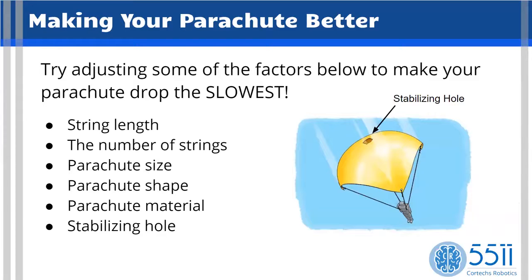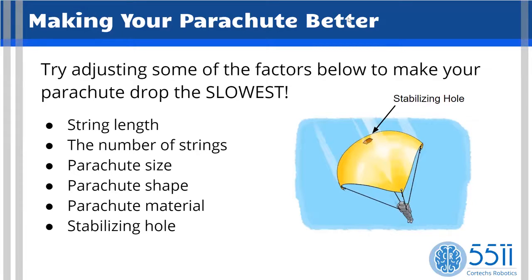So you might be wondering how you're going to make your parachute better. You can manipulate different variables in your parachute, one of which is the string length. A longer string length will allow for more air to get trapped underneath your parachute, and with more air resistance, your parachute will be in the air for a longer amount of time.